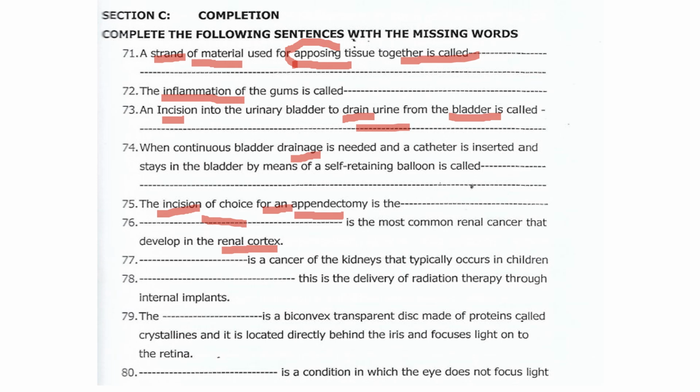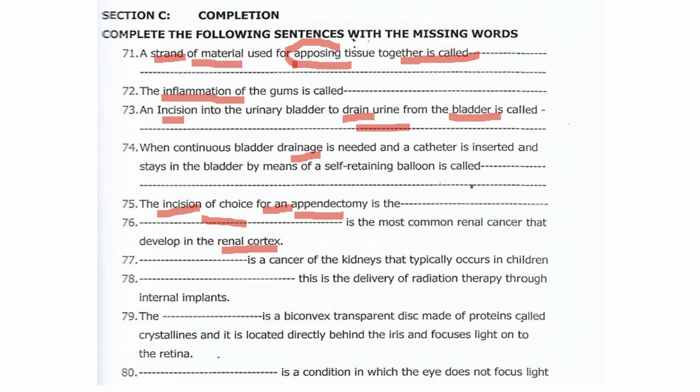So 76, we said the answer is renal cell carcinoma, and I gave an explanation. Now, 77, the question says: dash is a cancer of the kidneys that typically occurs in children. The answer is Wilms tumor, a rare kidney cancer that mainly affects children, also known as nephroblastoma. It is the most common cancer of the kidneys in children. Wilms tumor most often affects children of ages 3 to 4, and it becomes much less common after the age of 5, but it can affect older children and even adults.